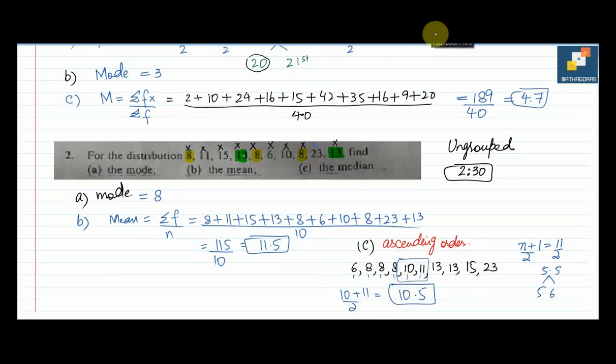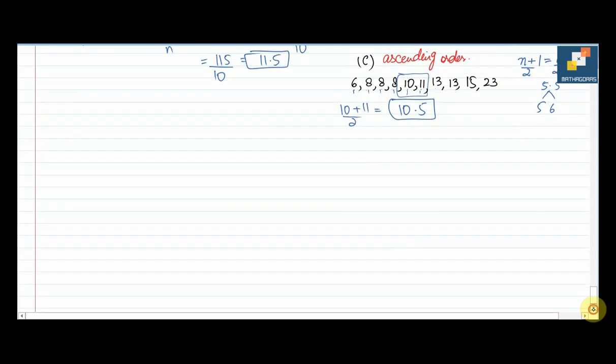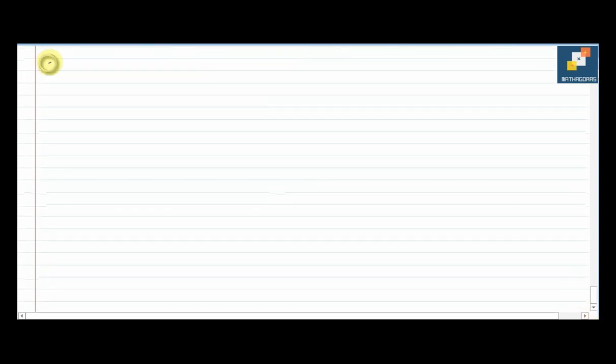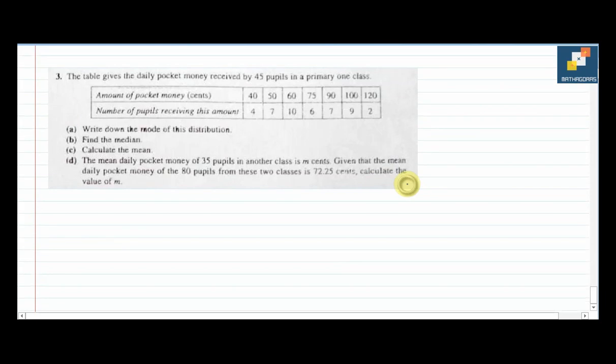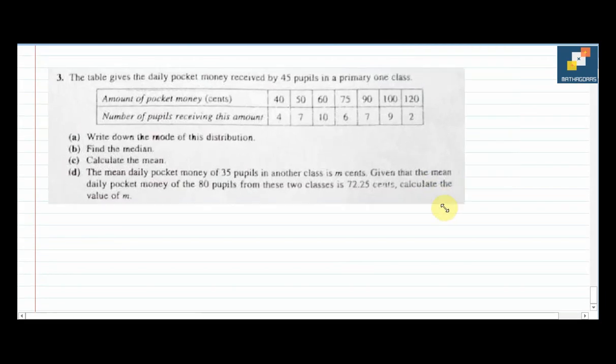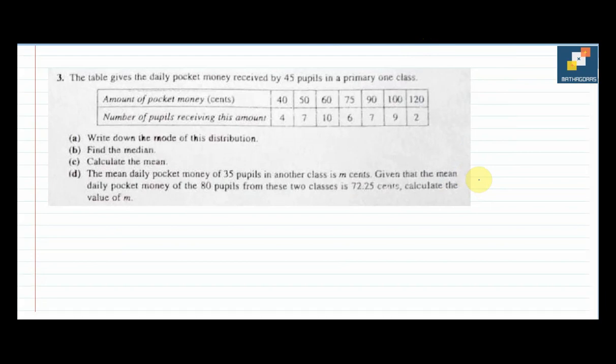All right, so after that, moving on towards the next question from your worksheet. It's question number 3. I hope that it is clear to you. Now it says that the table gives the daily pocket money received by 45 people in a primary 1 class. Amount of pocket money and number of people receiving this amount are given in the table. Write down the mode of this distribution.